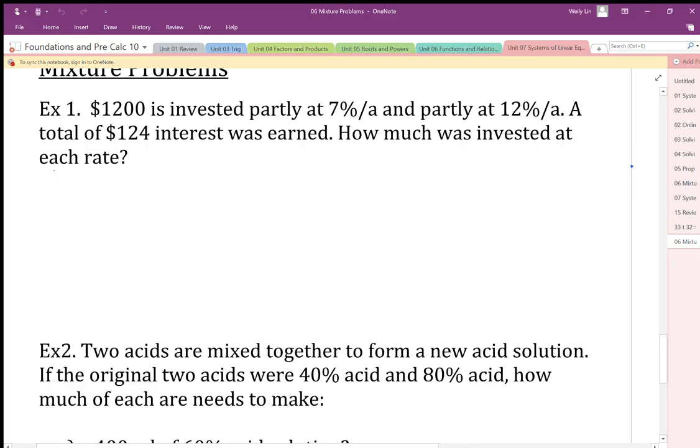So I'm going to make my let statement. Let x equal, well, how much at each rate. I'm going to say x is the dollar value, because it's how much, the amount invested at 7%. y is going to be the dollar value at 12%.